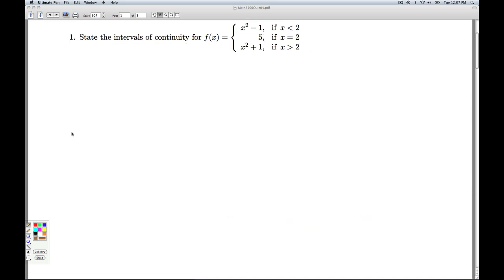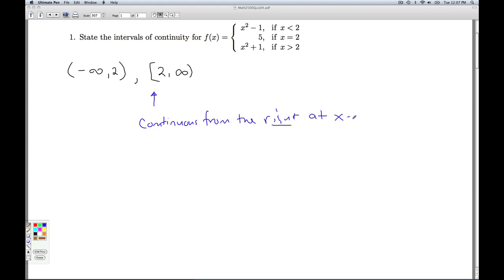So for intervals of continuity, what are they? Well, it's continuous from negative infinity up to 2, and it's continuous from 2 to infinity, but we're going to include the 2 on this interval only, because what we're saying with this interval is that it's continuous from the right at x equals 2. In other words, the limit as x goes to 2 from the right of f of x is f of 2. Okay, so that's the intervals of continuity for f.